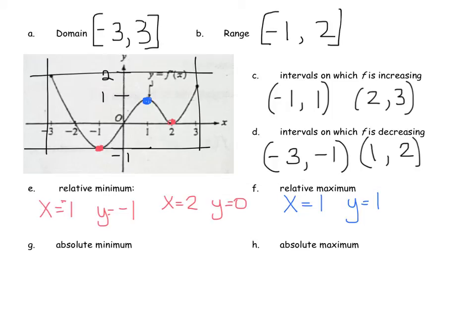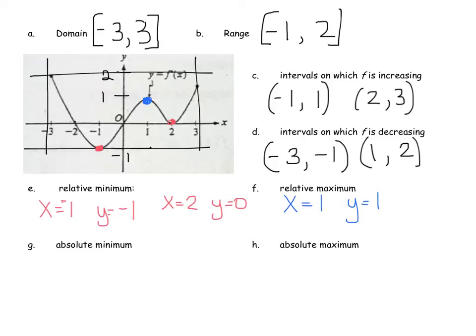These are the only relative minimums or relative maximums because the other values are endpoints, and endpoints can't be relative maximums or minimums. Okay, now for absolute maximum and absolute minimum.